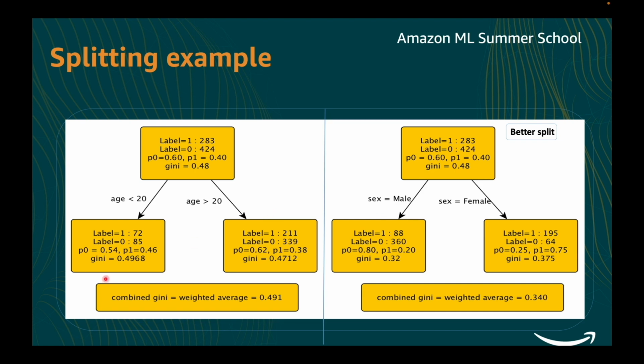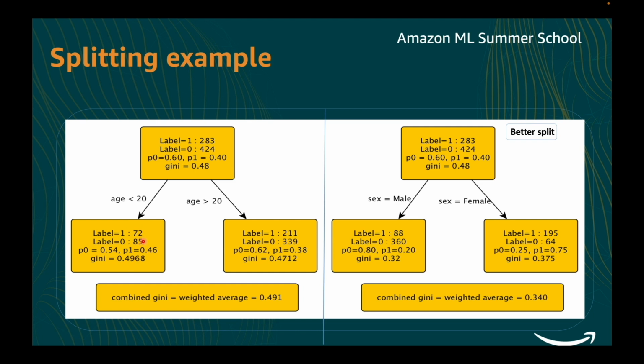Over here we've used the Gini impurity criteria, and we'll explain what Gini impurity is in the next slide. But you can see that the Gini impurity of this node, where age is less than 20, is 0.49. The one of this node, which is age greater than 20, is 0.47. And the weighted average of these, where you take the weights as the fraction of the total falling into each node.